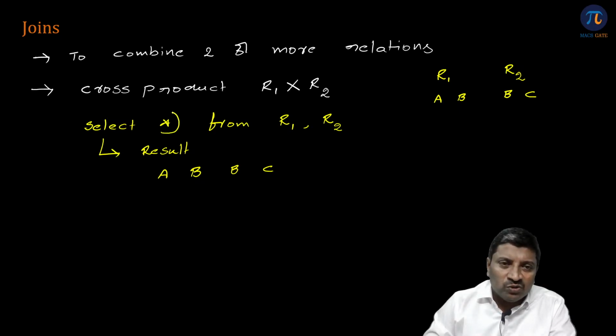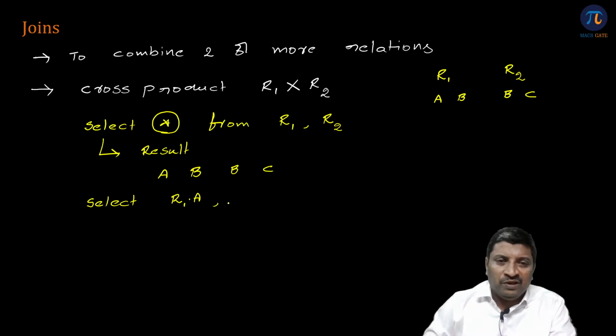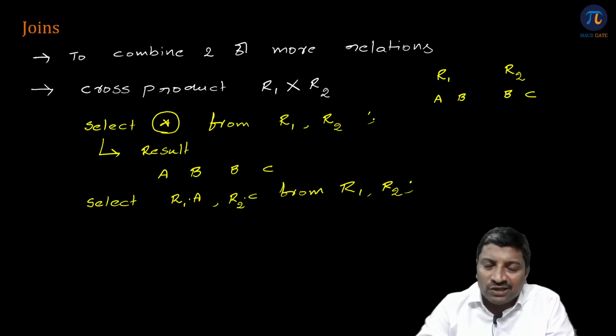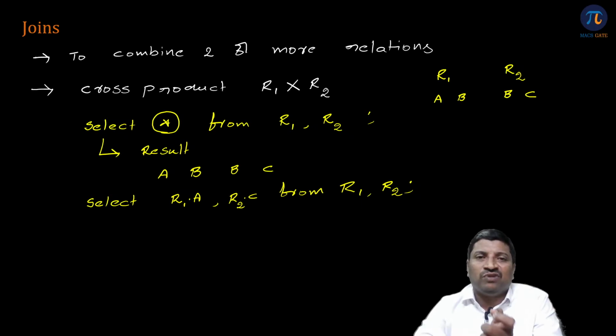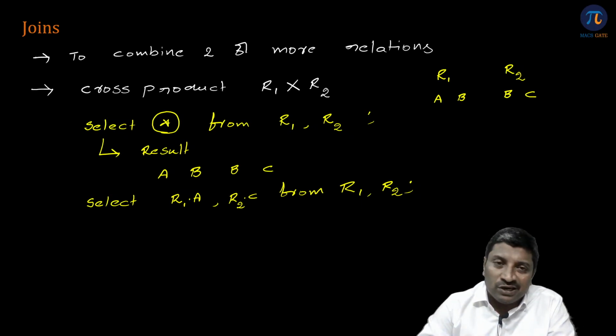If you don't want to select all the attributes, then you can specify like this also. I want R1 attribute A, comma R2 attribute C, from R1, comma R2. In both of these queries, first it will form the cross product. From the cross product table, it will filter the columns whatever we need. That is about the cross product.